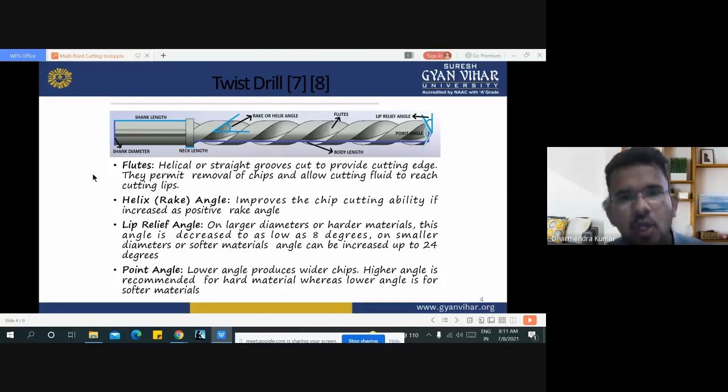Point angle. Lower angle produces wide chips. Higher angle is recommended for hard material, whereas lower angle is for softer material. Like the relief angle, in the point angle also, if we use a softer material, then a lower angle is necessary, and if we use harder material, then a higher angle is necessary as the point angle in a twist drill.